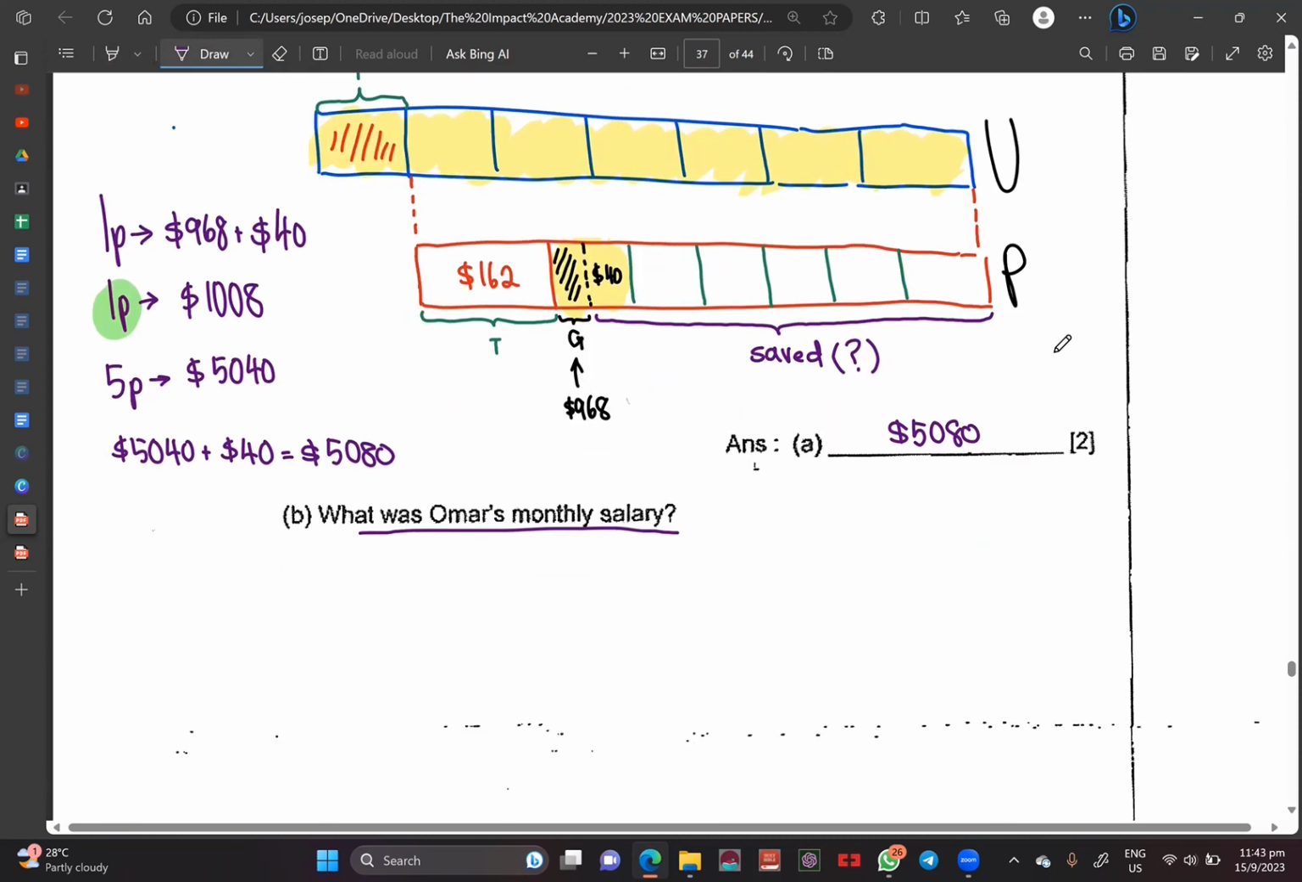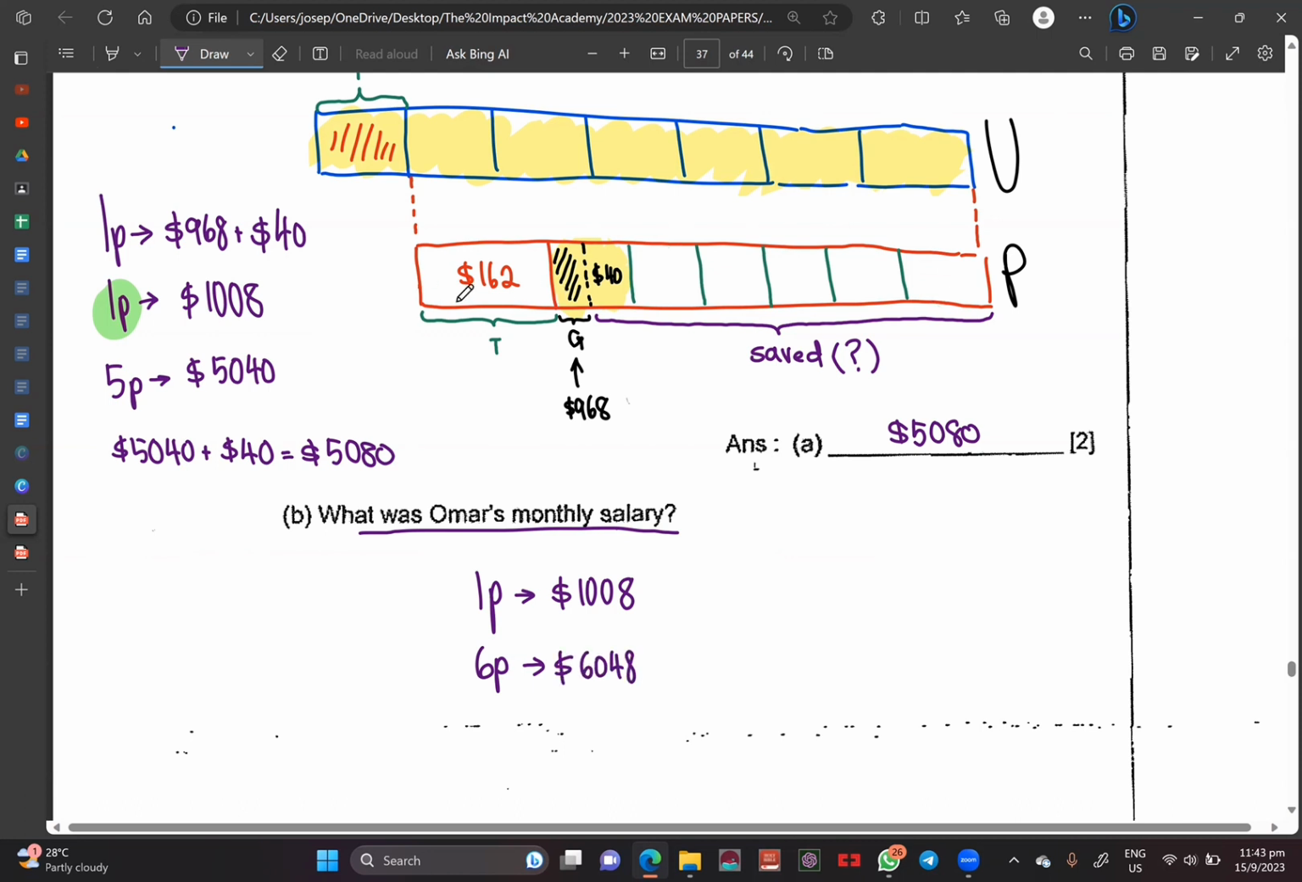Now, what we can do first is 1 part is actually equal to 1008. How many parts are there over here? 1, 2, 3, 4, 5, 6 parts. So we find 6 parts first. We simply do 1008 times 6, and when I do that, I will get an answer of 6048.